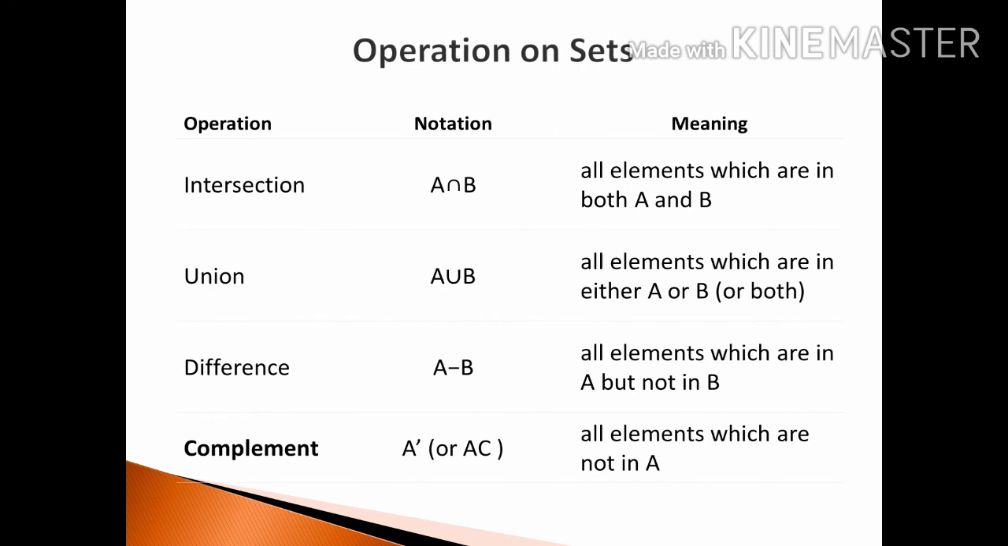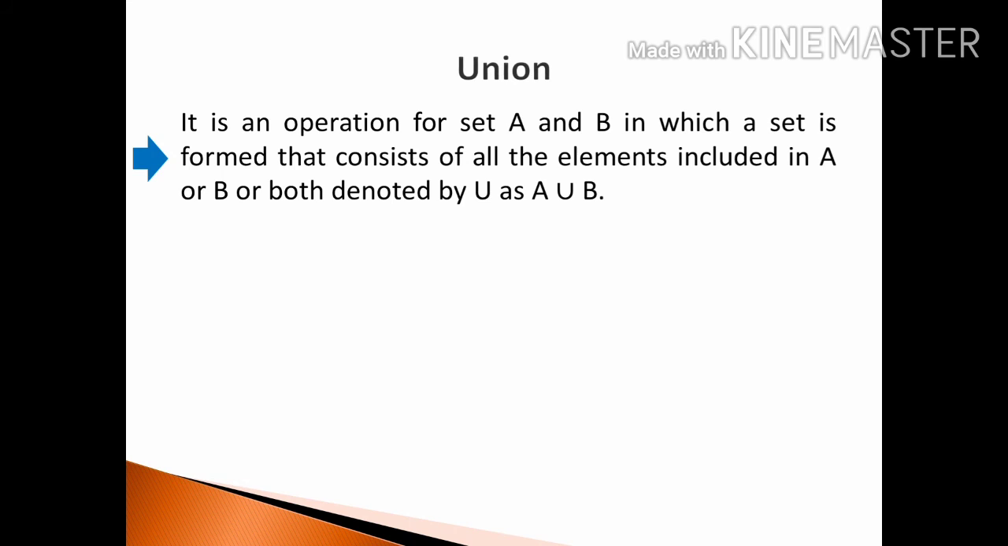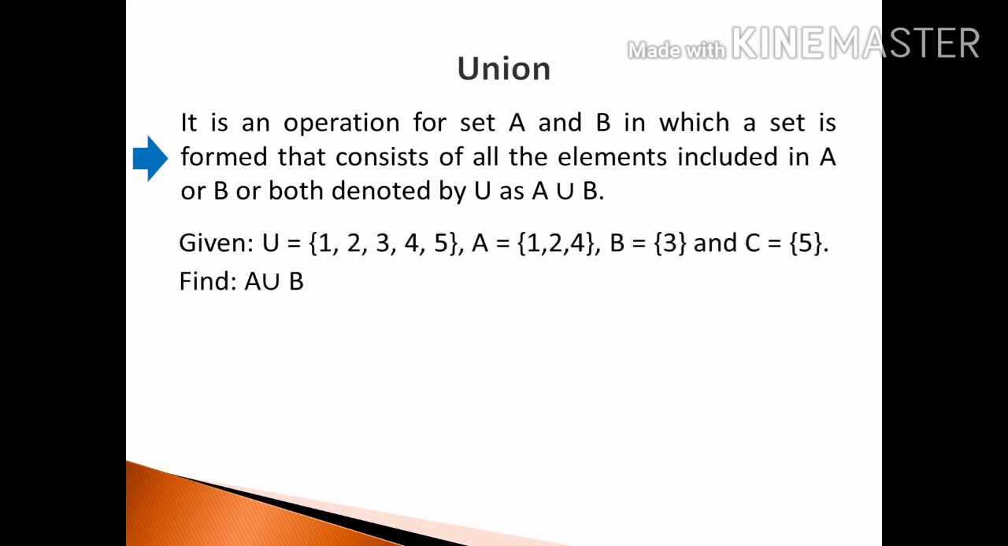Now, let us have examples about it. When we say union, the keywords are to put them together, combine, or unite. Let us have this example. We have universal set 1, 2, 3, 4, 5, and set A has elements 1, 2, 4, set B has 3, and set C has 5. We're going to find set A union set B. Since the keyword is to combine, we combine the elements 1, 2, 4 with the element 3. So set A union set B is 1, 2, 3, 4.